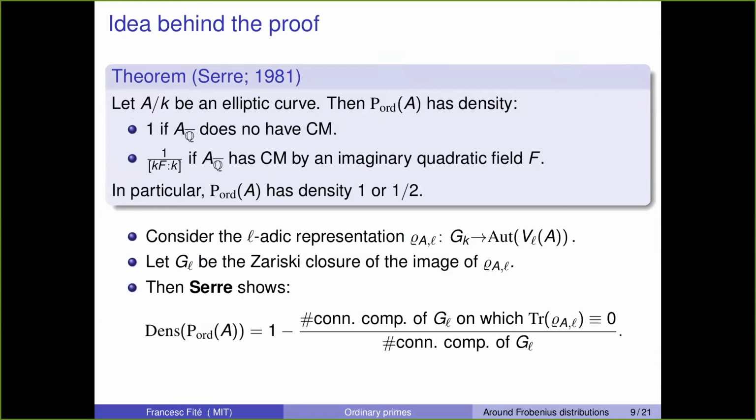So let me explain to you the idea behind the proofs of these theorems. I think time has come to give an aim to the l-adic representation attached to A.